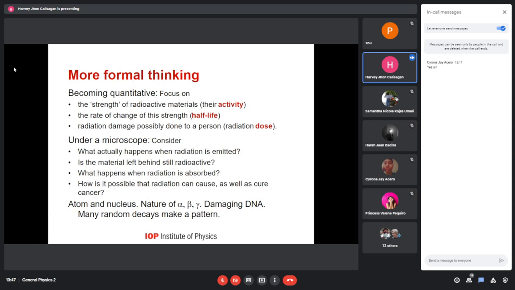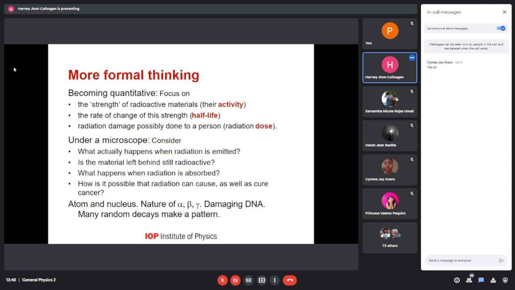And what happens if the radiation is absorbed? And how is it possible that radiation can cause as well as cure cancer? So some of that was answered already because some of the medical institutions are actually using a machine that produces radiation that can kill cancer cells. Take note, the nature of the alpha, beta, and gamma damages the DNA and creates many random decays that make a pattern. So we call it decoding. We are decoding genetically, not only the living things, but also the non-living things. So, alpha, beta, gamma radiation have an effect.